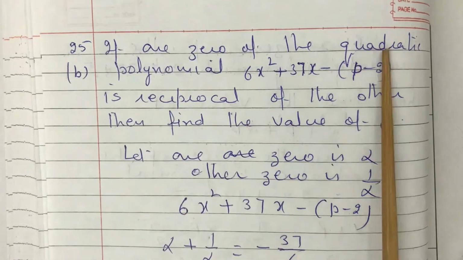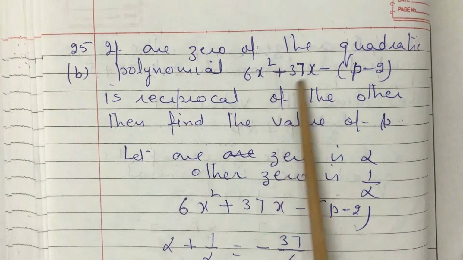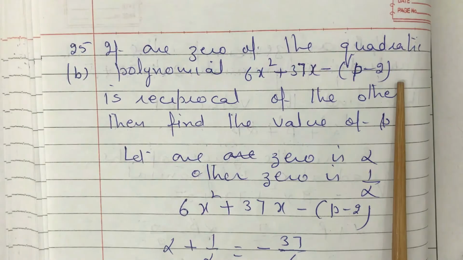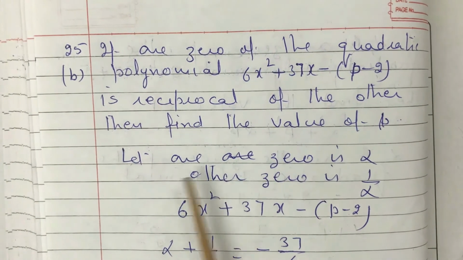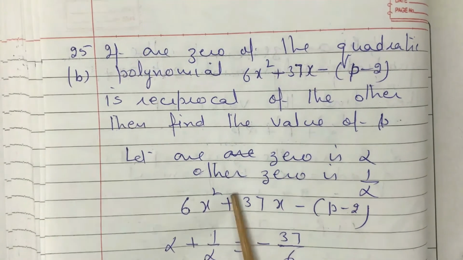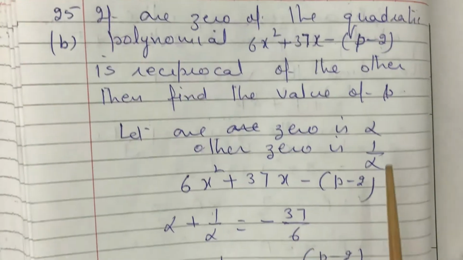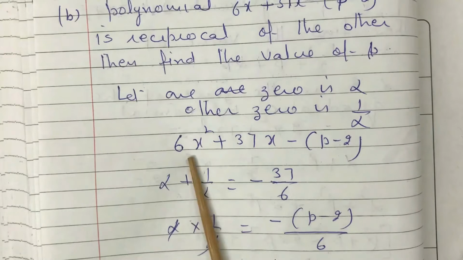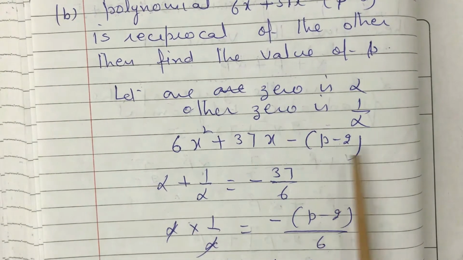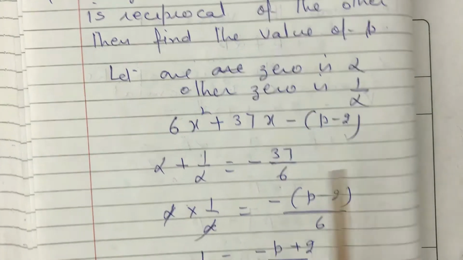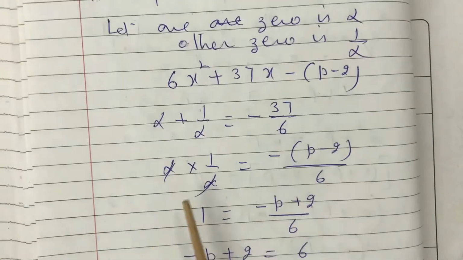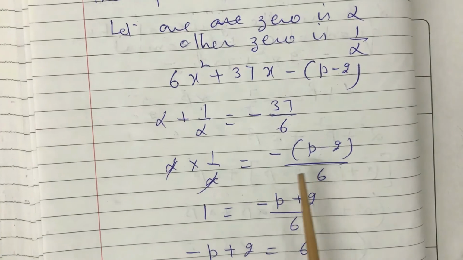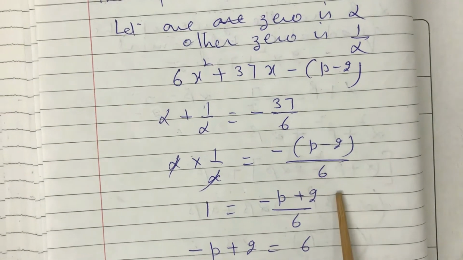If one zero of a quadratic polynomial 6x square plus 37x minus p minus 2 is reciprocal of the other, then find the value of p. Let one zero be alpha, the other zero is reciprocal, it is 1 by alpha. Now 6x square plus 37x minus p minus 2, this is a polynomial. Now sum of the zeros is equal to minus 37 by 6 and product of the zeros is equal to minus p minus 2 upon 6.